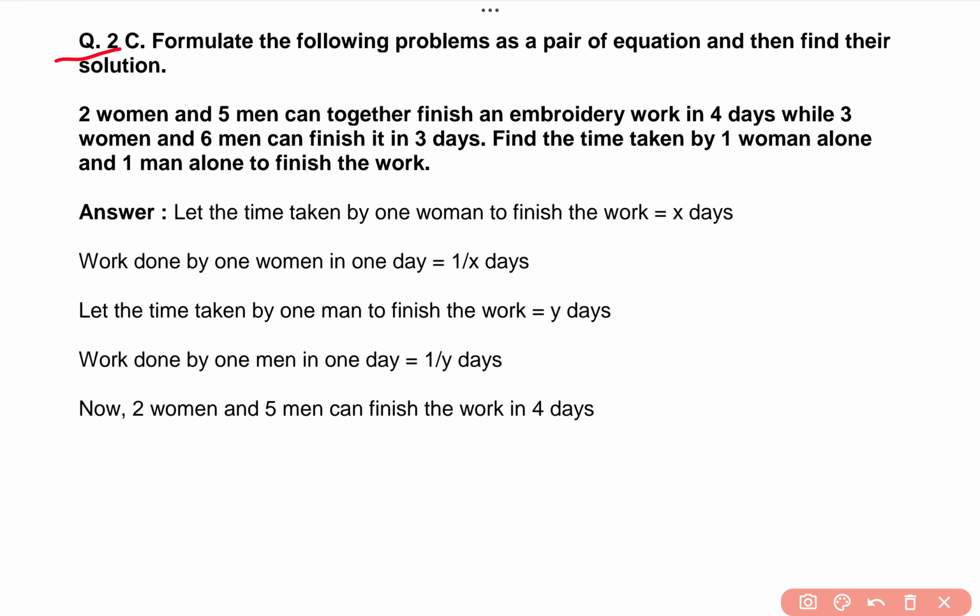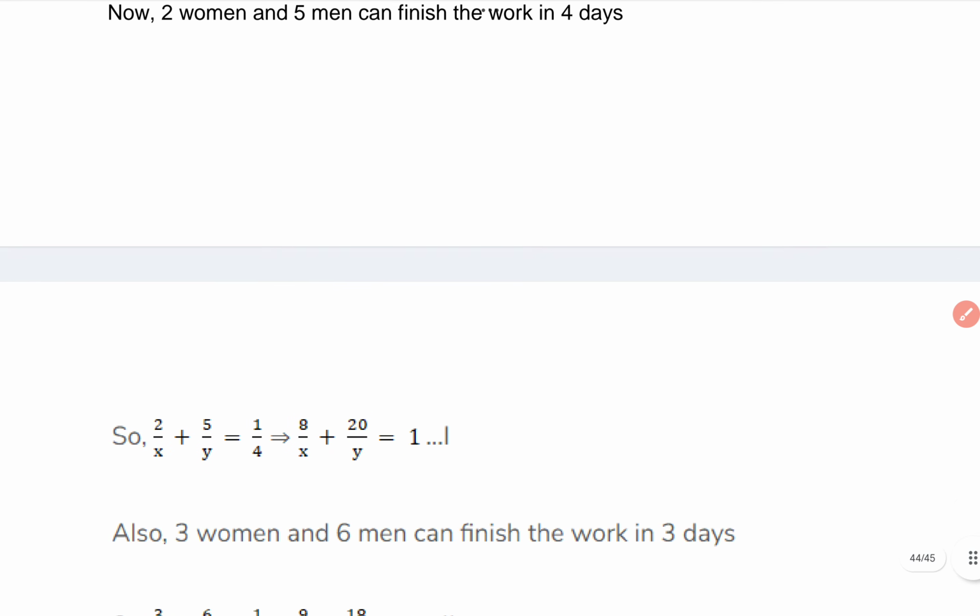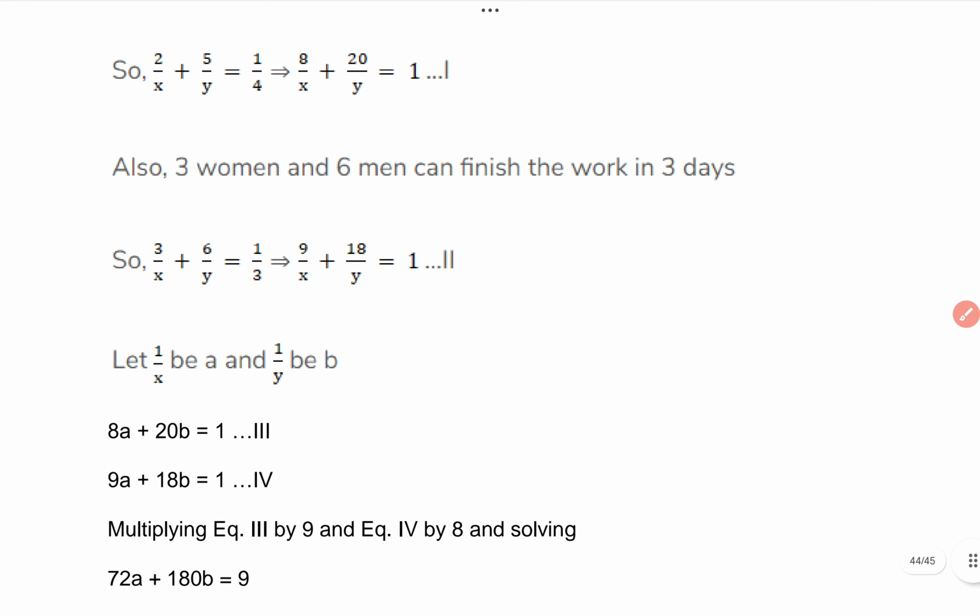Okay, question number 2, option C, that's your 3rd question, right? 2 women and 5 men can together finish an embroidery work in 4 days, while 3 women and 6 men can finish it in 3 days. Find the time taken by 1 woman alone and 1 man alone to finish the work. Okay, then we have to solve these questions, right? These are very interesting questions actually. So let's see the answer of this one. Here you can see.